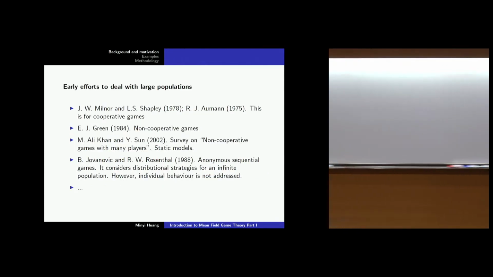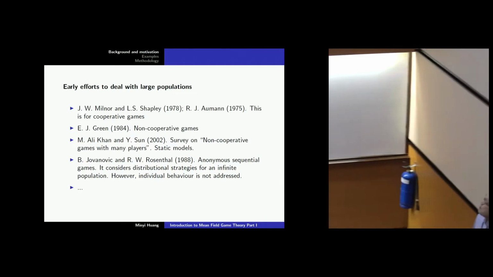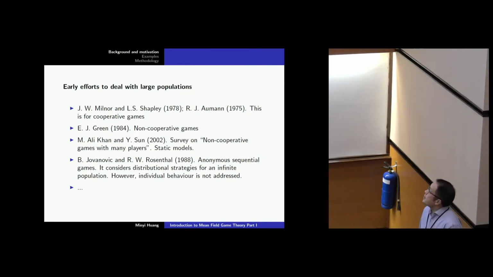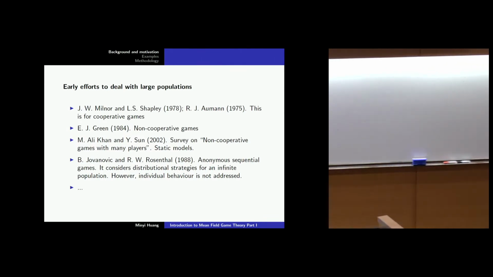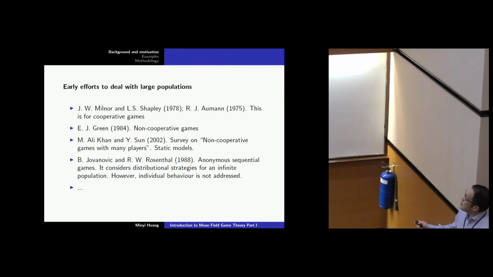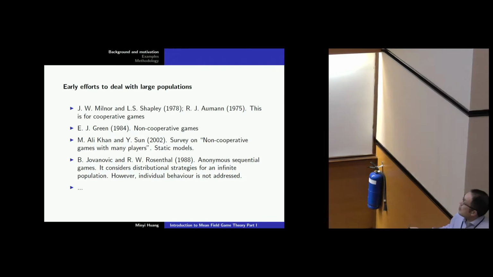Also, we can see some early efforts to deal with large populations. Actually, we can see some literature from the 1960s, actually earlier than this part. Also, for non-cooperative games, there is a nice survey by Professors Han and Son. Actually, I read this nice article when I worked on mean-field games during the early time.